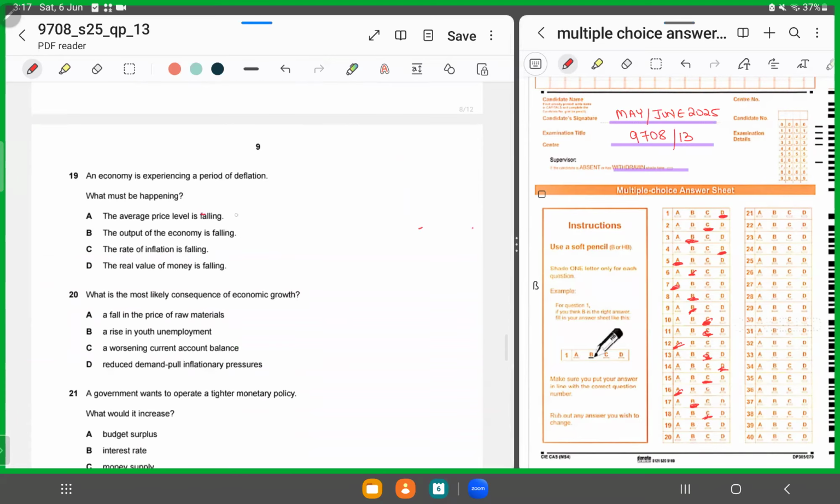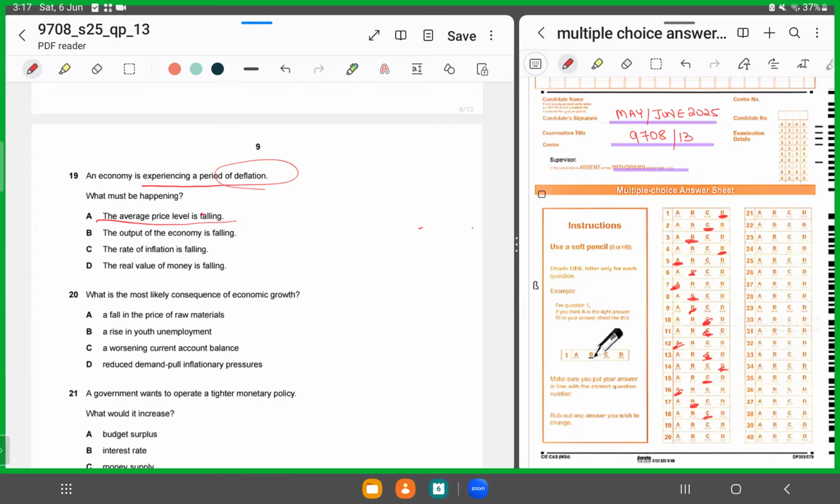MCQ number 19 says an economy is experiencing a period of deflation. Now, deflation is a situation of negative inflation. What happens in this situation? The average price level falls, right? So your level of average price levels is falling. Once there is negative inflation and the average price level is falling, we'll shade in A as the correct answer.